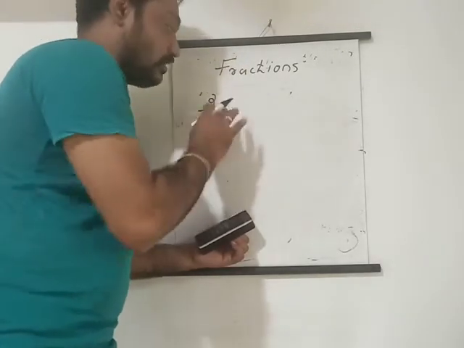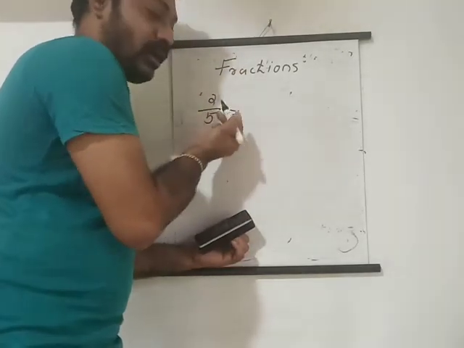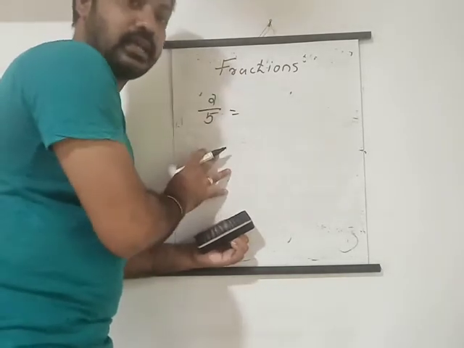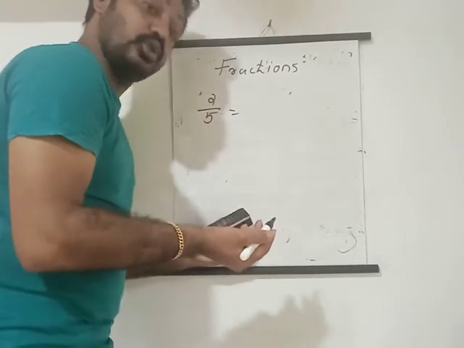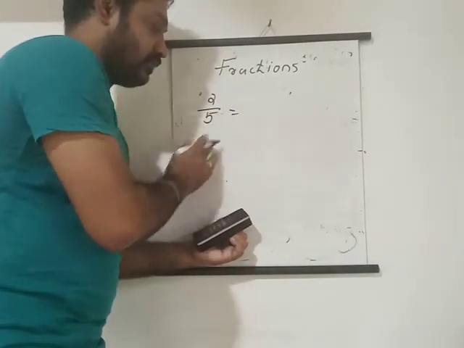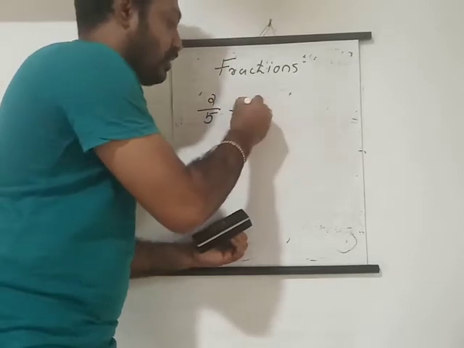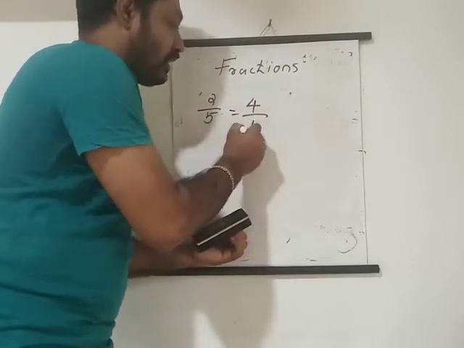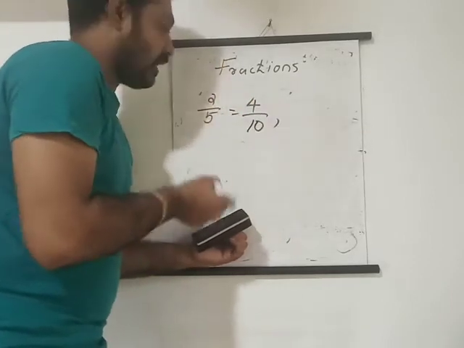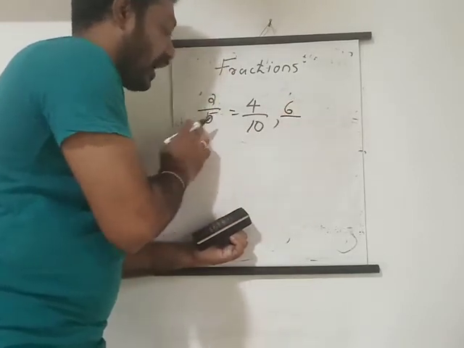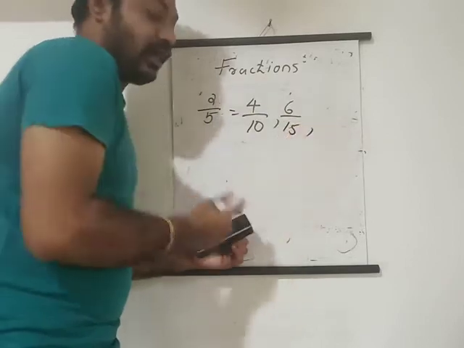You don't take 1, because if you multiply both the numerator and denominator by 1, you will get the same number, isn't it? So we can start from 2. Multiply with 2. You can do it mentally. 2 into 2 is what? 4. 2 into 5 is what? 10. Okay, and 2 into 3 is what? 6. 5 into 3 is what? 15. Okay, we have to do it that way.